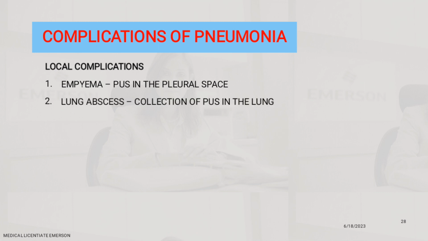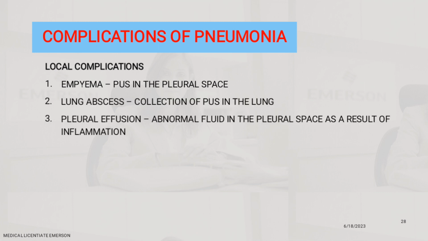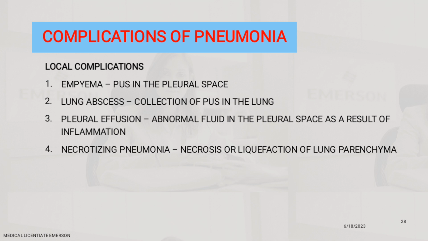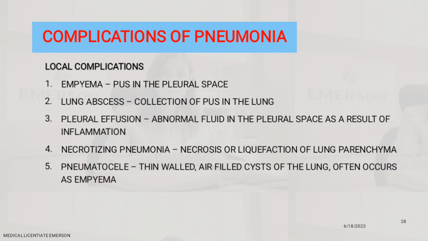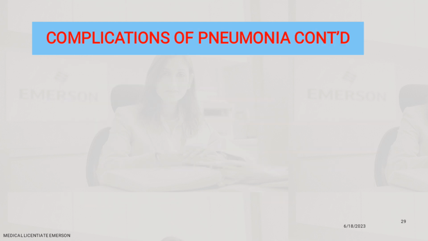You can have lung abscess, which is a collection of pus in the lungs. You can have pleural effusion, which is abnormal fluid in the pleural space as a result of inflammation. You can have necrotizing pneumonia, which is necrosis or liquefaction of lung parenchyma. You can have pneumatocele, which is a thin-walled, air-filled cyst of the lung, often occurring with empyema. Then other respiratory complications, we can have respiratory failure and acute respiratory distress syndrome.